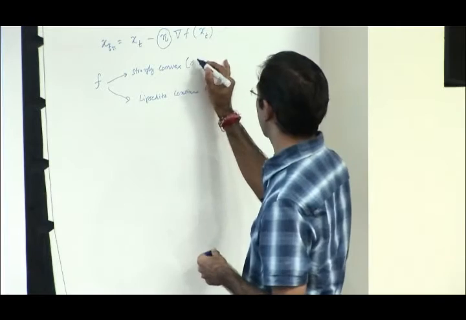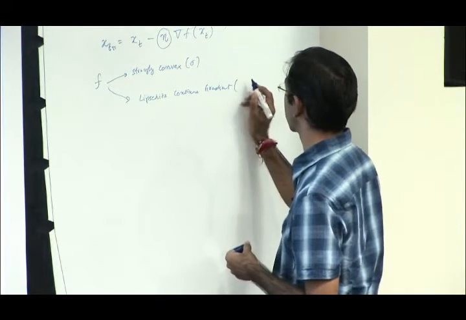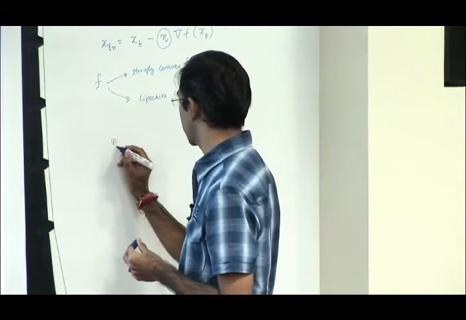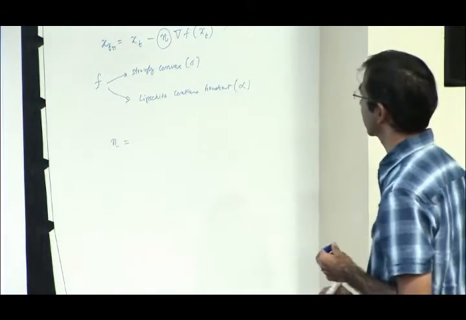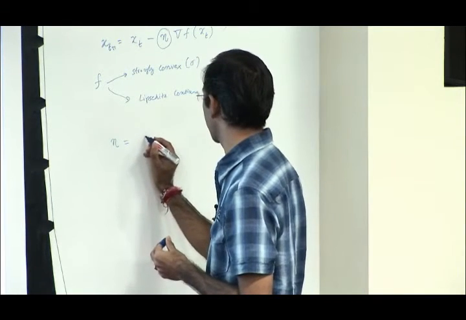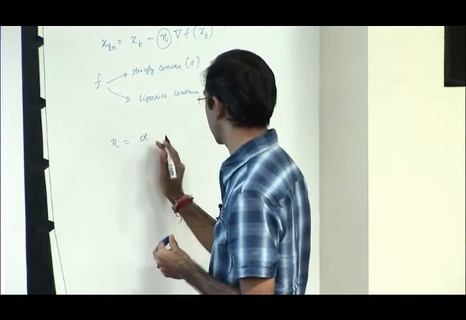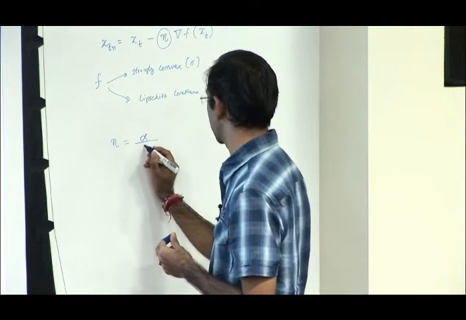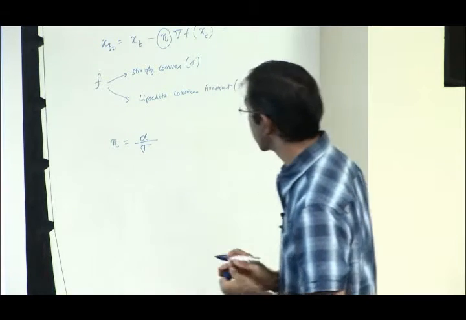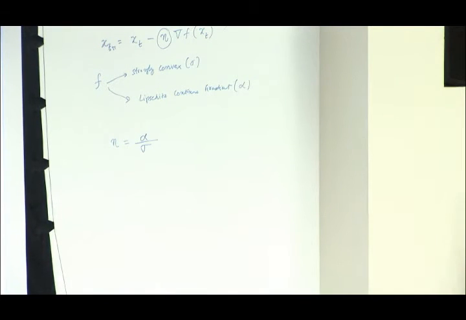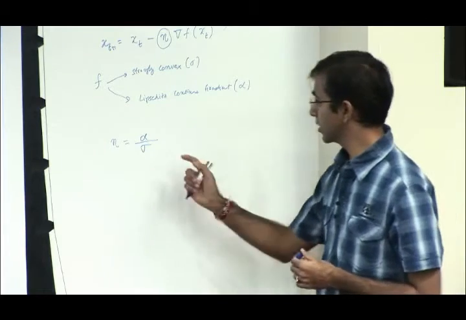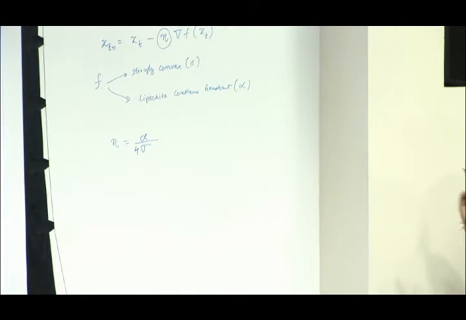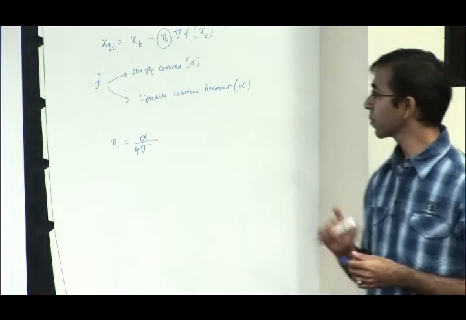With parameter sigma, and let's say this with parameter alpha, then you can set your step size eta to be a constant, which is given by alpha by sigma. Actually, I don't remember, there might be a 4 here or something like that. So this I have to check. Maybe I'll get back to you on this next class.